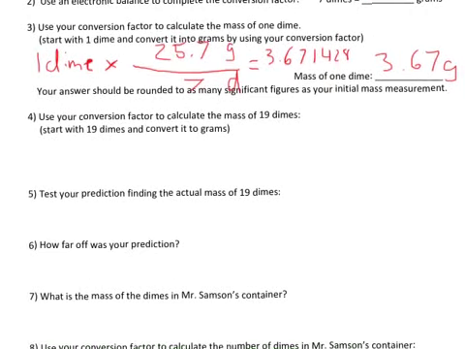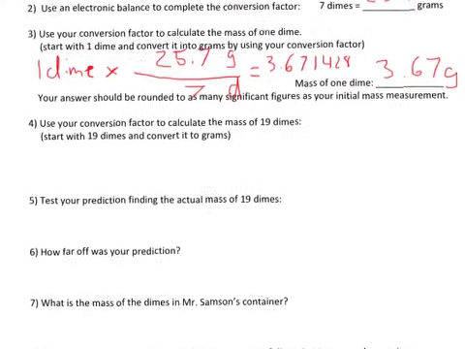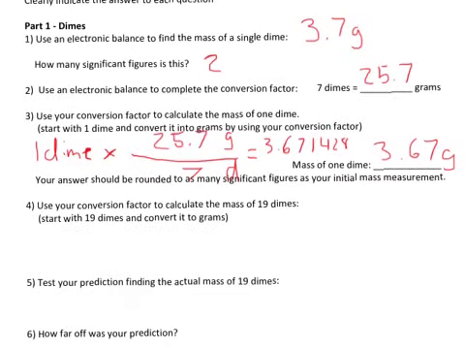Let's try number 4. It says use your conversion factor to calculate the mass of 19 grams. So in other words, what I have to do is I have to use this conversion factor here. 7 dimes equals 25.7 grams. So I want to find the mass of 19 grams. So start with your 19 grams. In other words, I'm going to say 19 dimes. Did I say grams? I meant dimes.